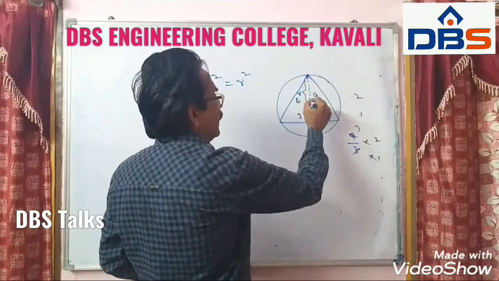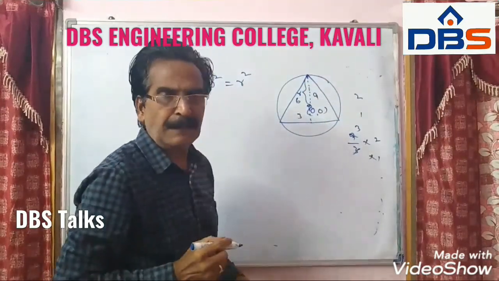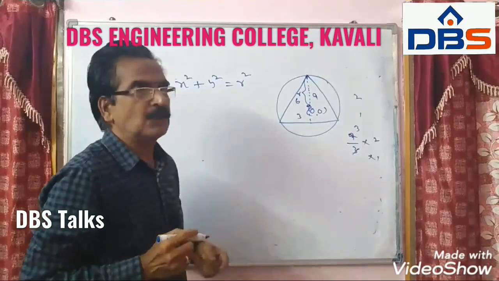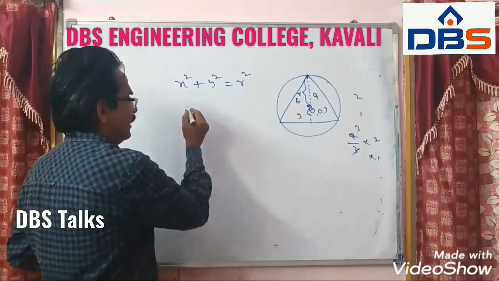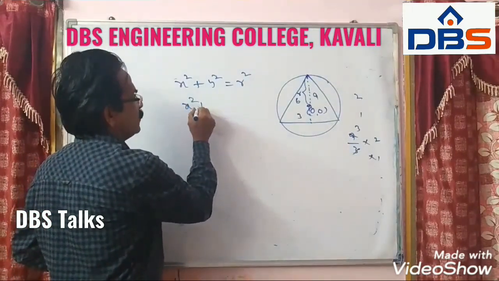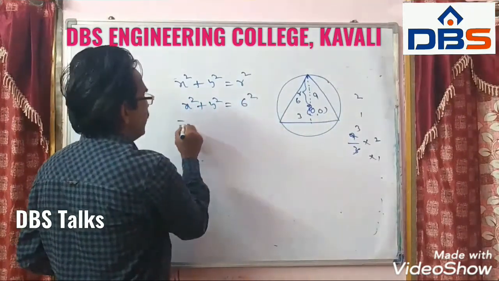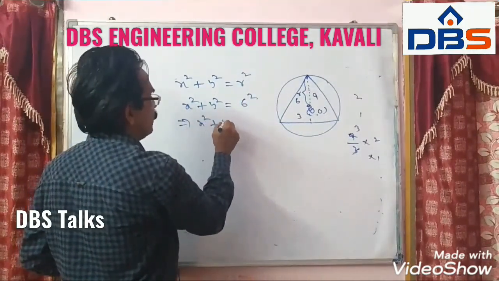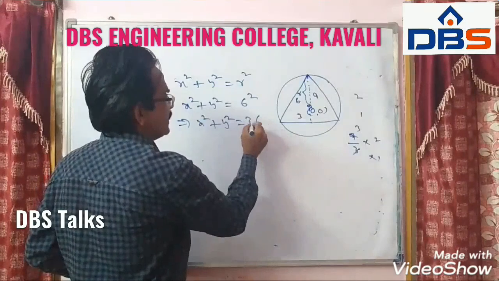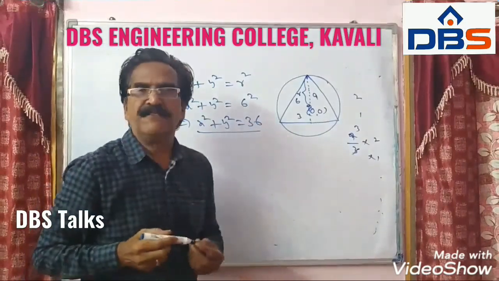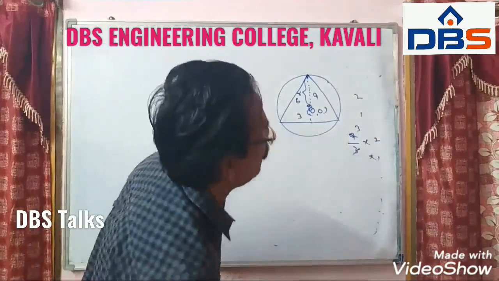So we want the upper part, r. R is equal to 6. Therefore, the equation is x square plus y square is equal to 6 square. It implies x square plus y square is equal to 36 is the required equation, friends. Okay, friends, let us see one more problem.